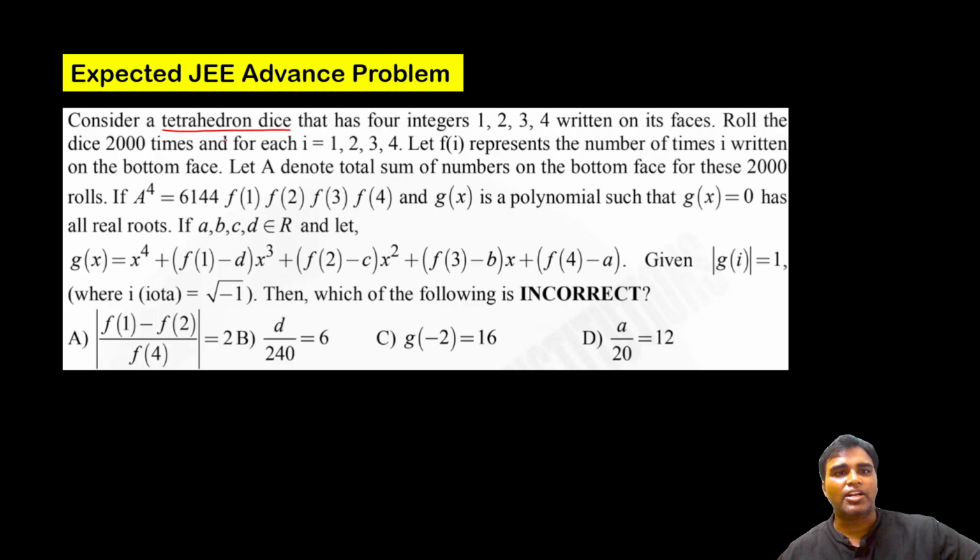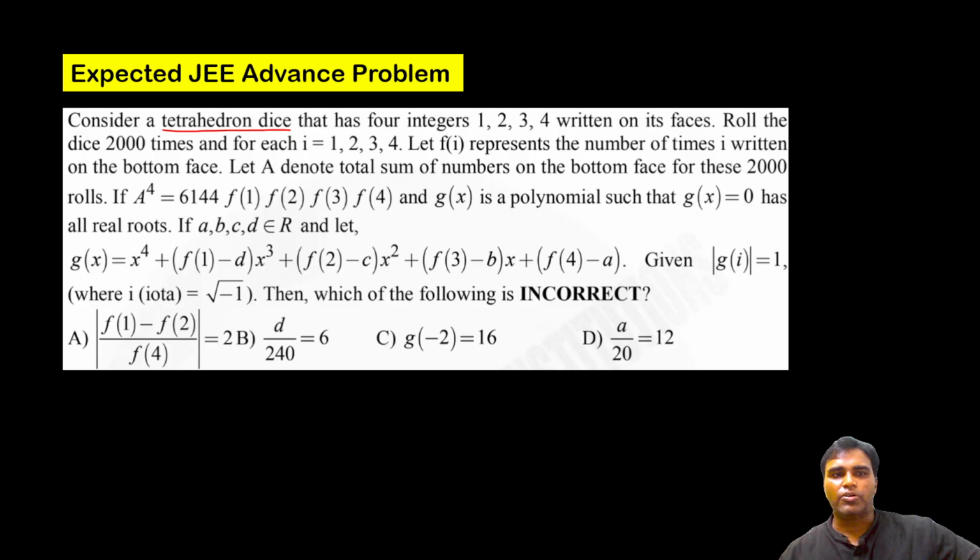So we have a tetrahedron dice with 4 integers 1, 2, 3, 4 written on its faces. Roll the dice 2000 times. For each i = 1, 2, 3, 4, Fi represents the number of times i is written on the bottom face. Let A denote the total sum of numbers on the bottom faces for these 2000 rolls.